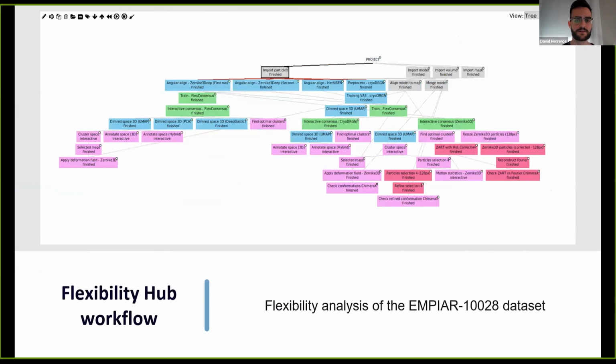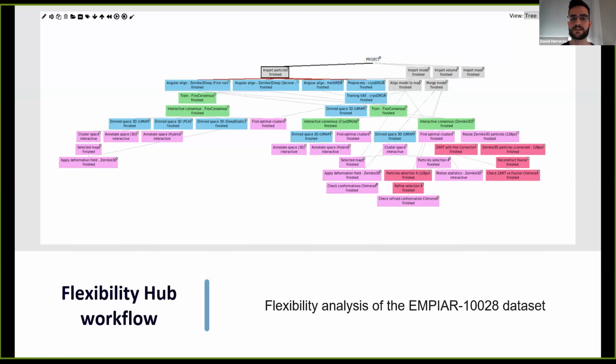So now let's try to see some examples of the Flexibility Hub, how it works, what we are trying to propose with this session in Scipion. So here you have a Scipion workflow from the Flexibility Hub, and you can already see more or less how we can start connecting different software, right? For example, these blue boxes at the top are all the different estimations from different software, like CryoDRGN and so on, which are already giving us ways to get a landscape and explore it.